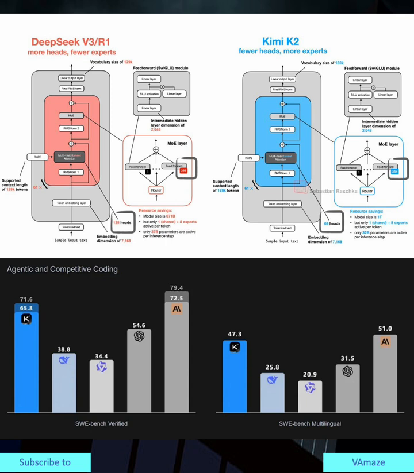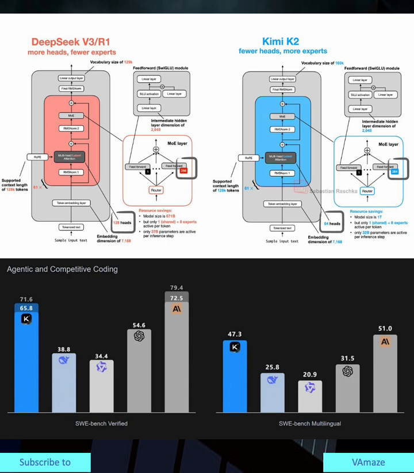Extended context window. Supported context length 128K tokens. Enables processing of extremely long documents, conversations, and complex reasoning chains, perfect for applications requiring extensive context retention. Resource efficiency. Model size 671B parameters with selective activation, 575 parameters active per inference step, remarkable efficiency. Optimized for both performance and computational cost.